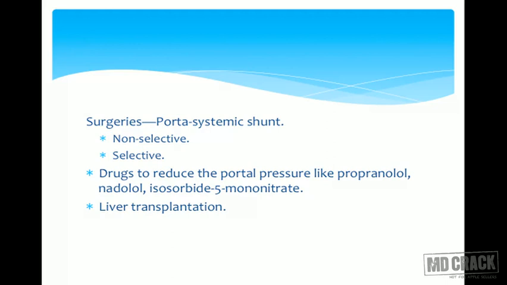There can be drugs to reduce portal pressure like propranolol, nadolol, isosorbide 5-mononitrate, which will reduce the portal pressure. We can also do liver transplantation.